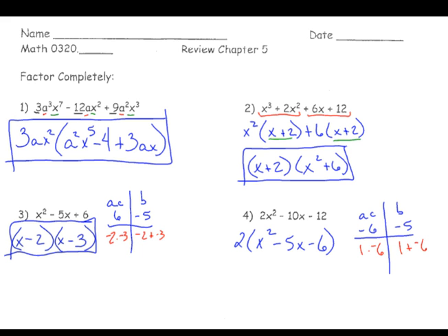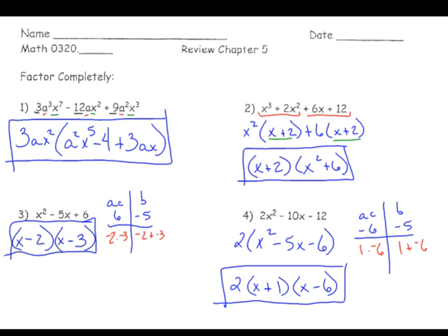My leading coefficient is 1 again. So my 2 goes here. Put my 2 sets of parentheses. X, X. I have a plus 1 and a minus 6. Final answer.